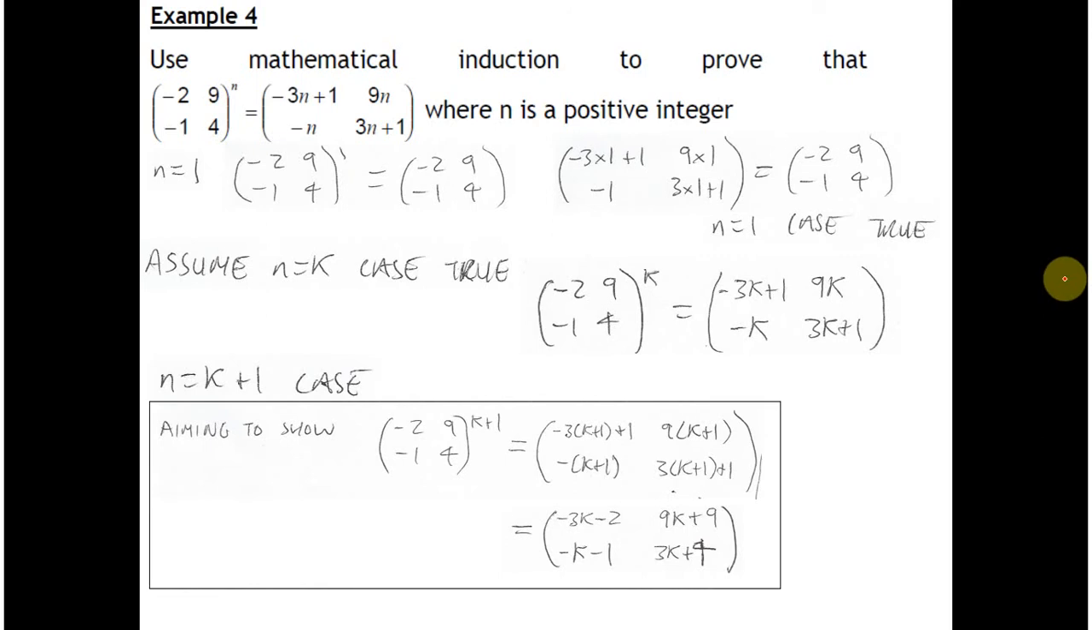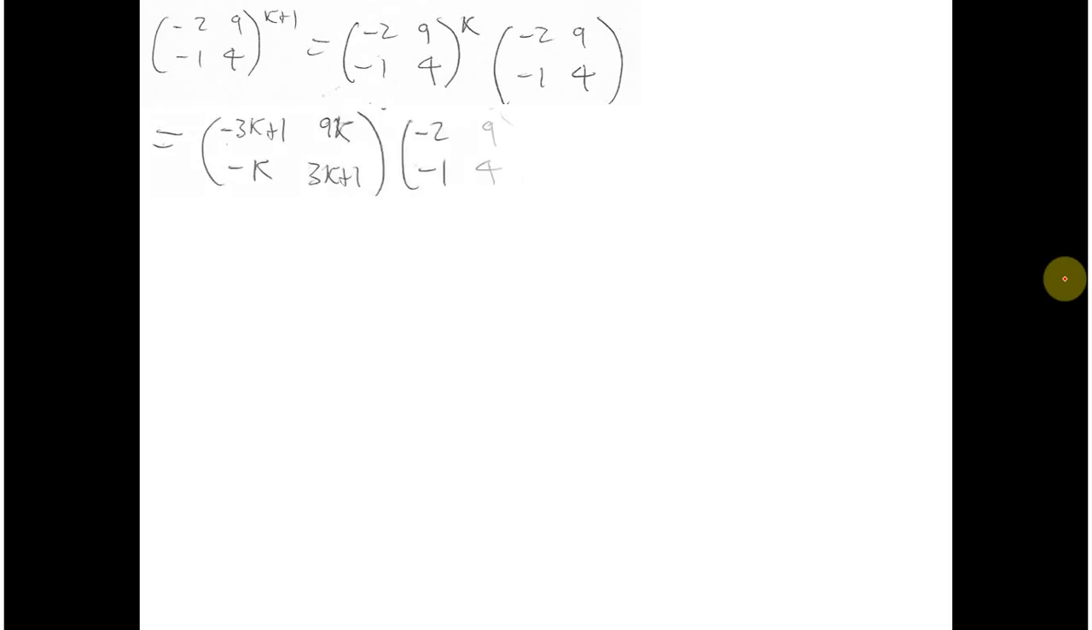So we start with the left hand side and rearrange to the right hand side. So we start with (-2, 9; -1, 4) to the k + 1. We make it equal to (-2, 9; -1, 4) to the k times (-2, 9; -1, 4). Using the induction hypothesis, we replace (-2, 9; -1, 4) to the k with (-3k+1, 9k; -k, 3k+1). We then do the matrix multiplication.